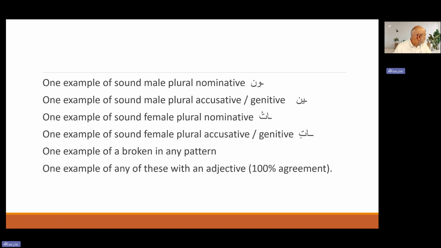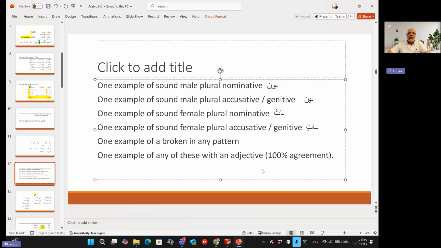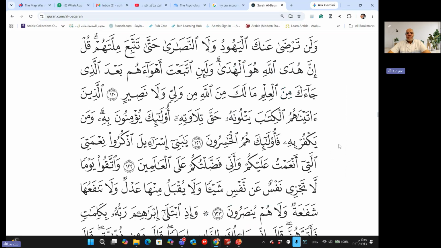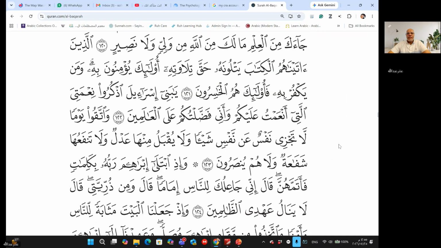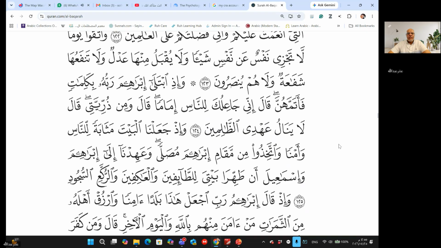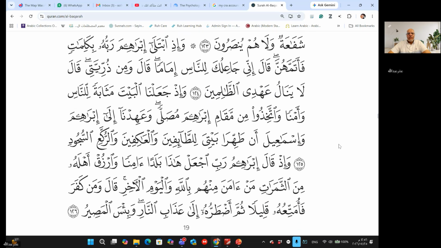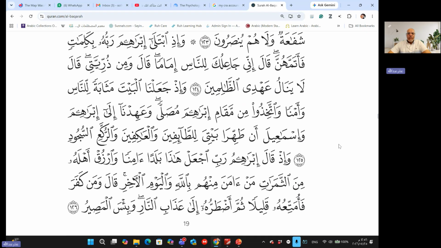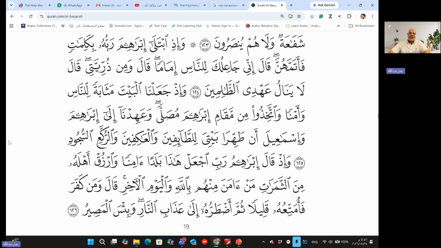So you have five things. And the last one, if I say al-muslimuna, and then I have another word that gives a description. Let's have an example from the Quran to show that to you. Yes, in fact, we have here an example.